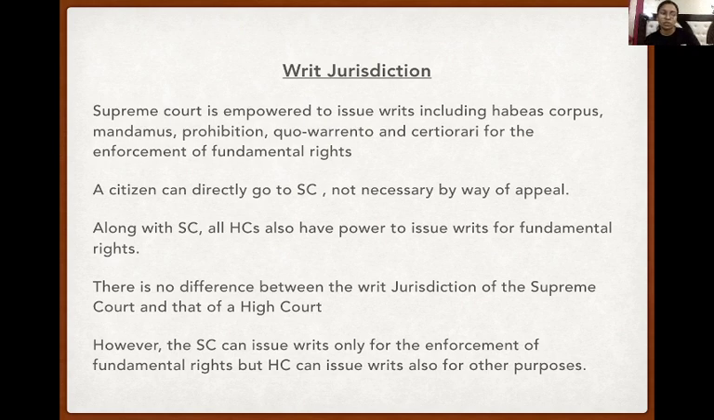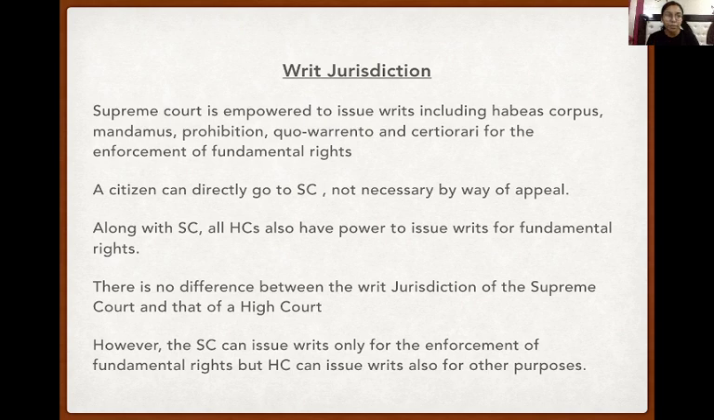Next comes the writ jurisdiction. So under writ jurisdiction, Supreme Court is empowered to issue writs including habeas corpus, mandamus, prohibition, quo warranto and certiorari for the enforcement of fundamental rights. So if you see, in original jurisdiction different states could go to the Supreme Court to resolve their issues. Under writ jurisdiction, individuals, that is the persons, the citizens of India, can go to the Supreme Court if their legal right or their fundamental right is being violated. So whenever a person's fundamental right is violated, they can go straight to the Supreme Court under writs.